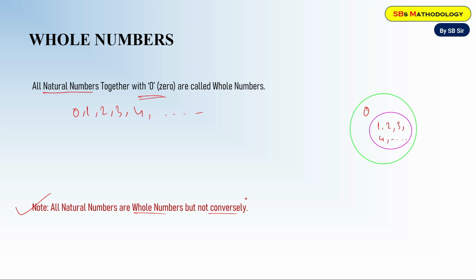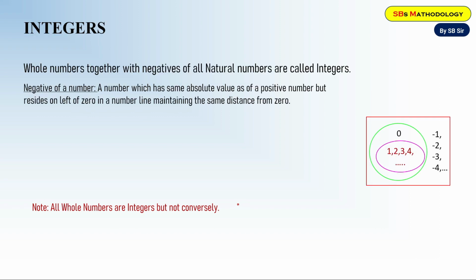Now, if you know the concept of sets, you can easily understand what a subset is. And if you don't know the concept of subsets or sets, it doesn't matter, no problem. You can easily understand that all natural numbers are whole numbers and not conversely, right? Next, let's jump into the integers.